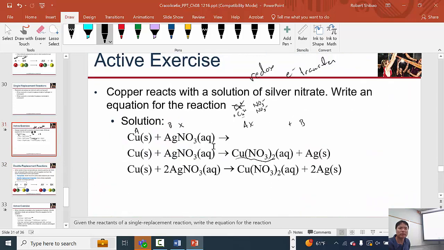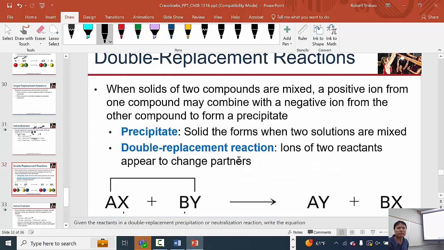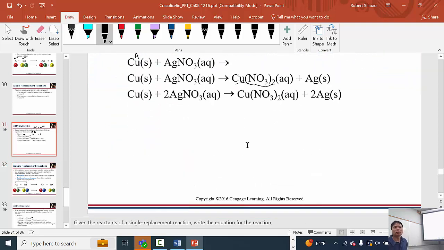We did double replacement. Let's take a look at some more single replacement reactions here. Magnesium definitely is not a noble metal. Magnesium is a very reactive metal. Magnesium reacts with hydrochloric acid. What's the formula for hydrochloric acid? HCl.